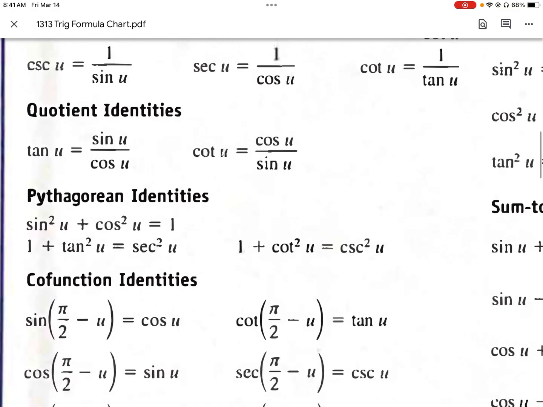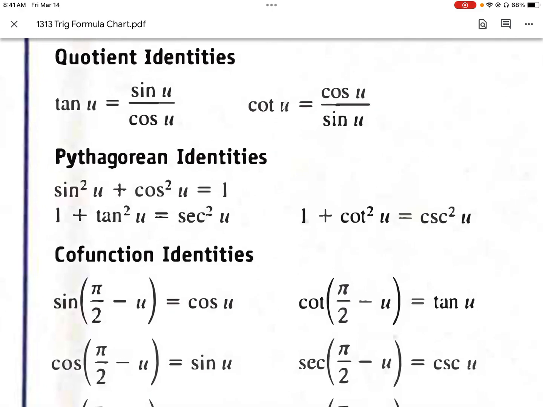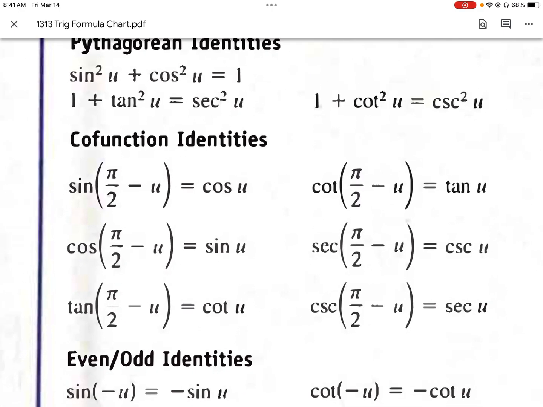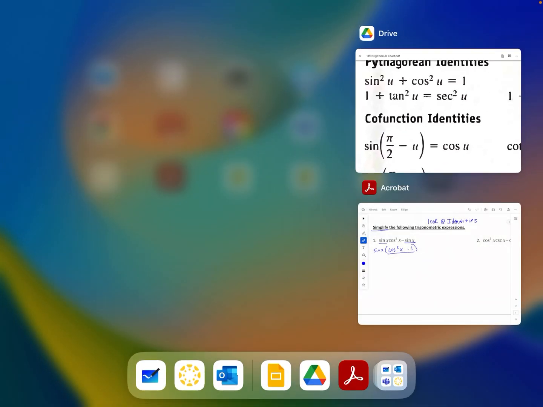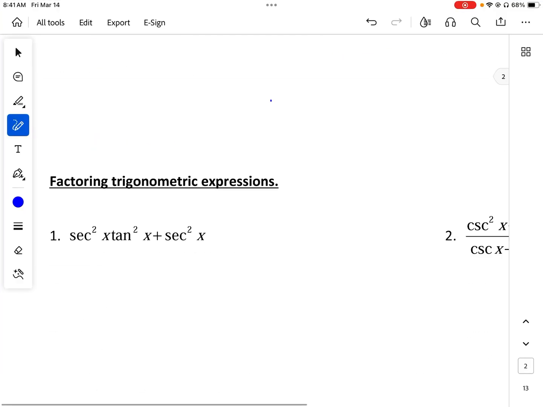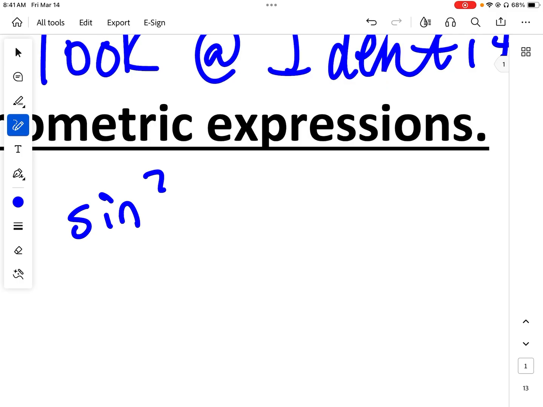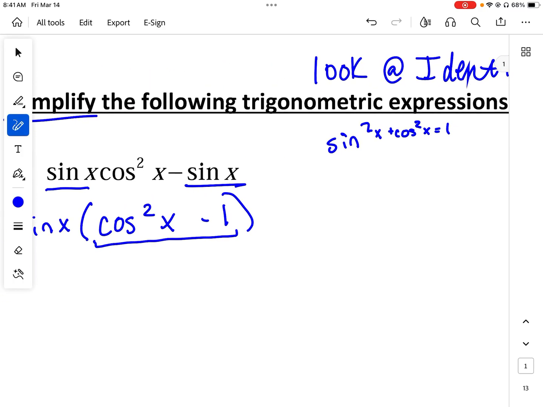So let's look at our formula chart. Cosine squared. All right, so it is this Pythagorean identity: sine squared u plus cosine squared u equals 1. If we rearrange that, that's going to be something that we can use. So I'm going to write that down. Sine squared x plus cosine squared x equals 1.